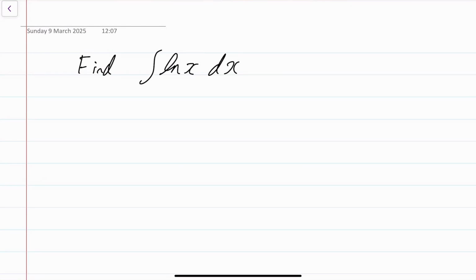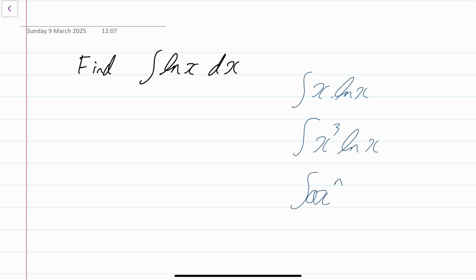In this video, we're going to look at how we find the integral of ln x. We can also use the same method to find the integral of x times ln x, or maybe x cubed times ln x. In fact, any power of x or a combination of powers of x, multiples of powers of x times ln x. It will all work the same, as we will see.